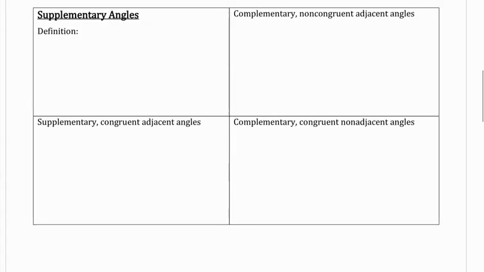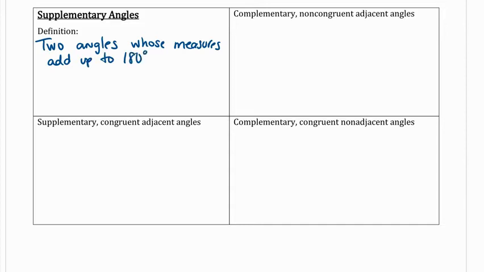Next, we have supplementary angles. Supplementary angles are very similar, except instead of the two angles adding up to 90 degrees, this is two angles whose measures add up to 180 degrees.